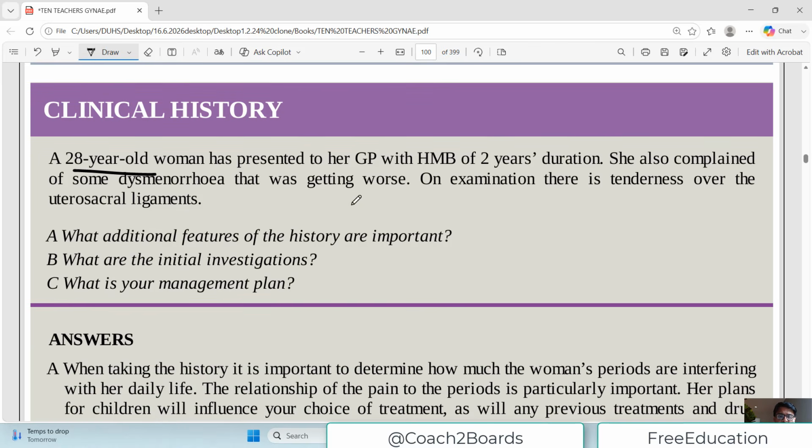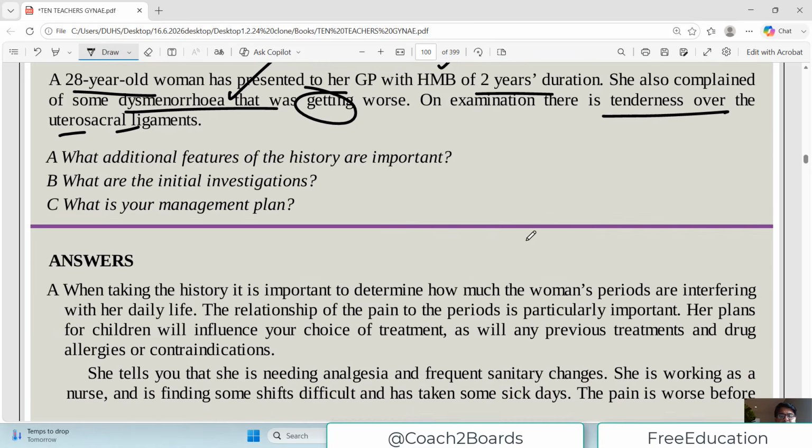A 28-year-old woman has presented to her GP with heavy menstrual bleed of 2 years duration. She also complained of some dysmenorrhea, painful bleed, which is getting worse. On examination, there is tenderness over the uterosacral ligaments. What additional features of history are important?